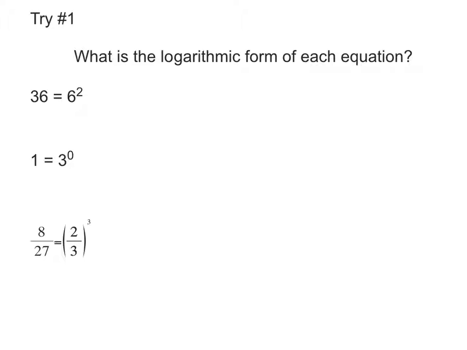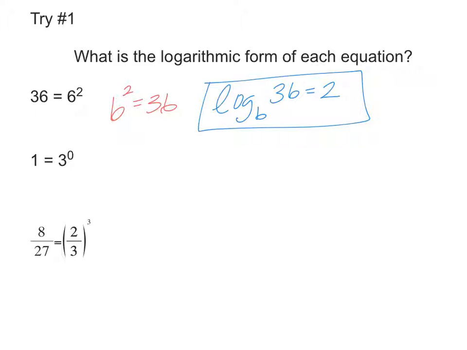So here, guys, the only thing I'm going to be doing is rewriting. Alright, so we get 6 squared equals 36. Log is BEA. The base is 6. The answer is 36. The exponent is 2. Okay, again rewrite. This is 3 to the 0 equals 1. The base is 3. The answer is 1. The exponent is 0.